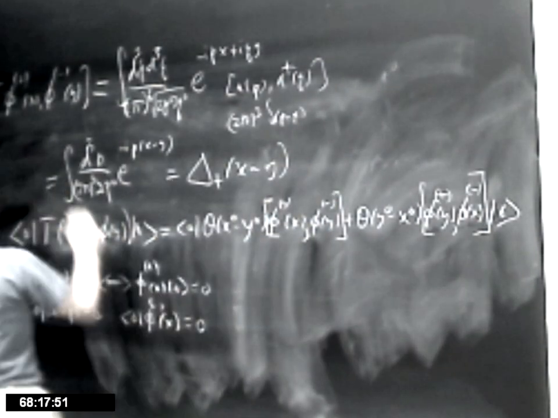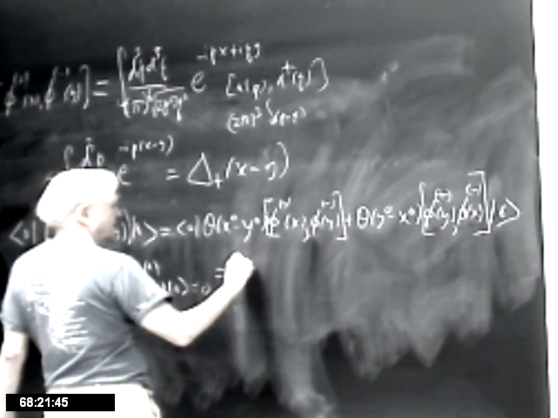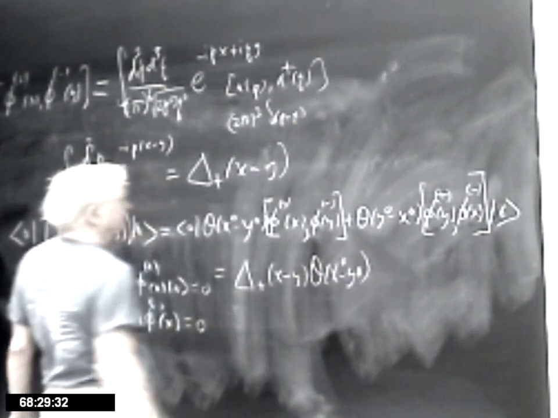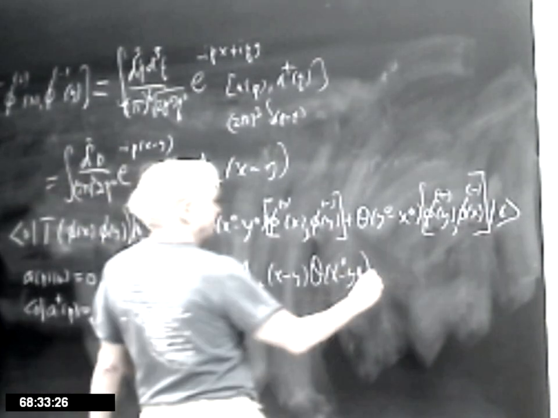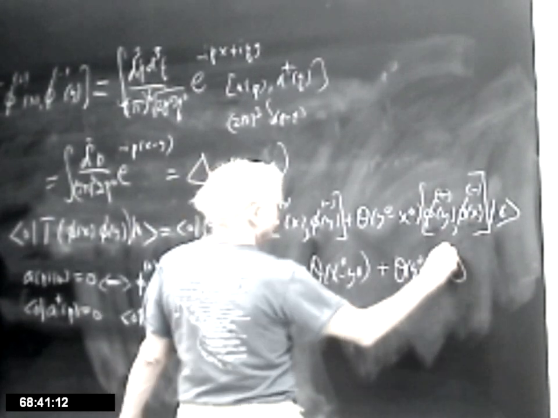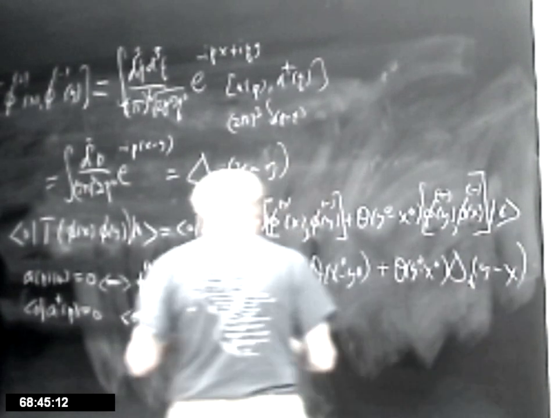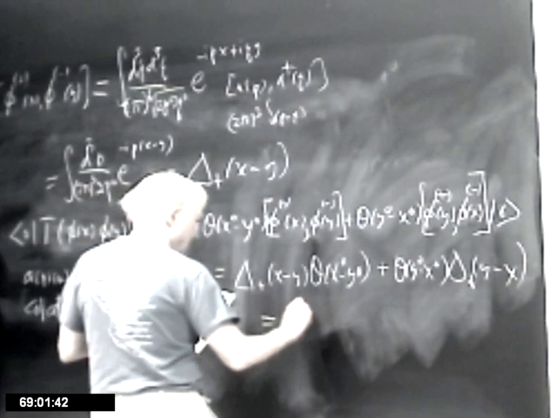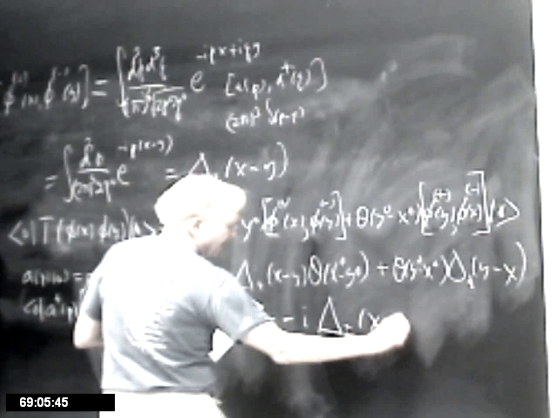So that means we can replace these things harmlessly by commutators. But once we've done that, we already know what the commutator is. This is then delta plus of x minus y times theta(x0 minus y0). That's that term. And this term is theta(y0 minus x0), and this would be delta plus of y minus x. Okay. But this is what we got over here. So this is equal to minus i delta F of x minus y.